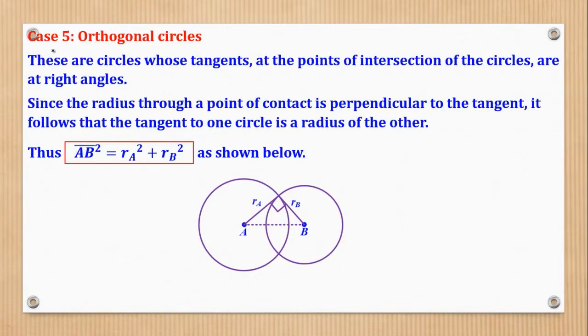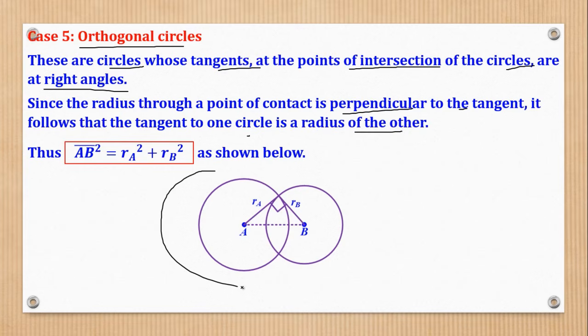And lastly, we shall go to what we call orthogonal circles. These are circles whose tangents at the points of intersection of the circles are at right angles. Since the radius through a point of contact is perpendicular to the tangent, it follows that the tangent to one circle is the radius of the other.